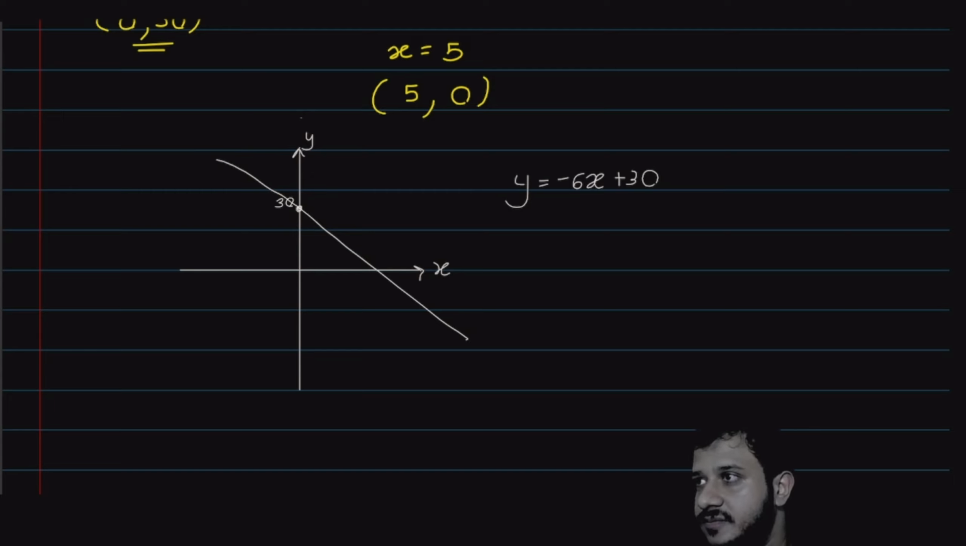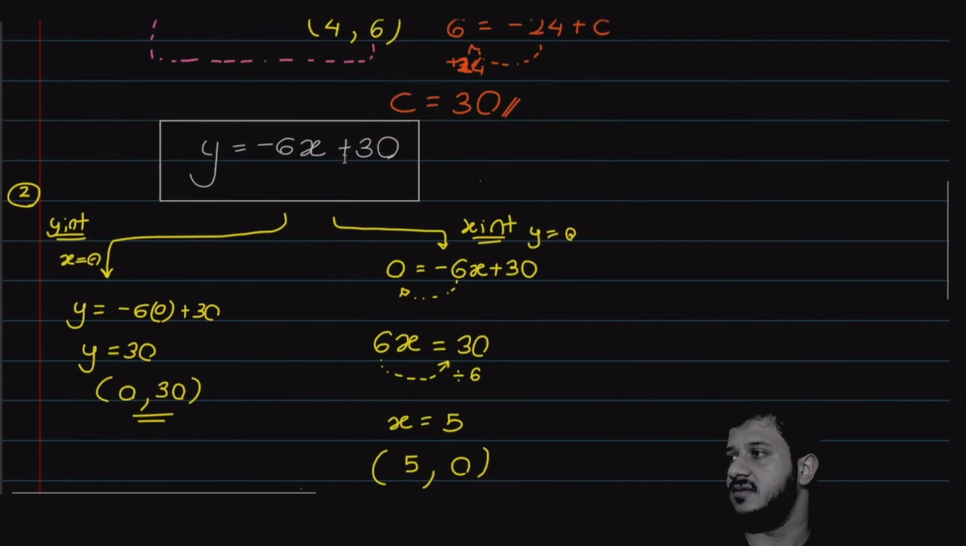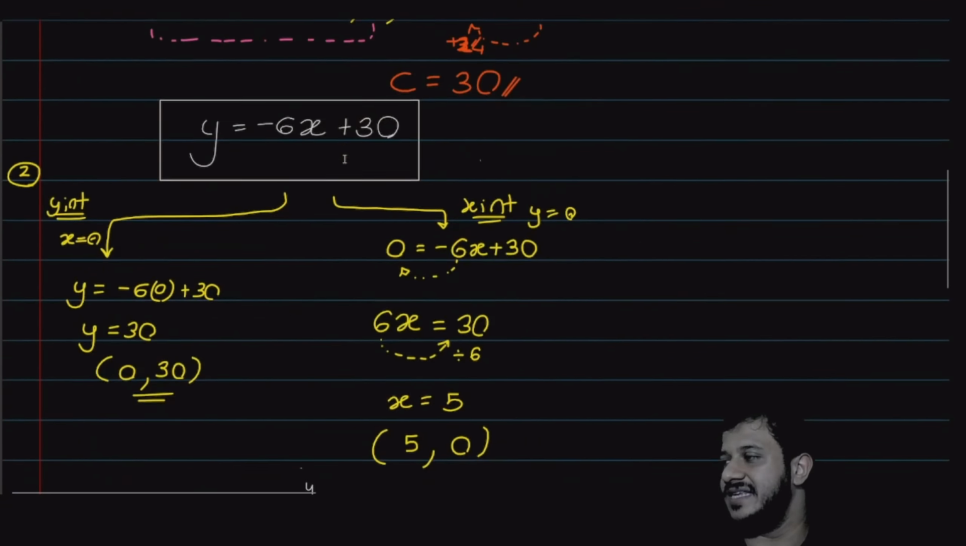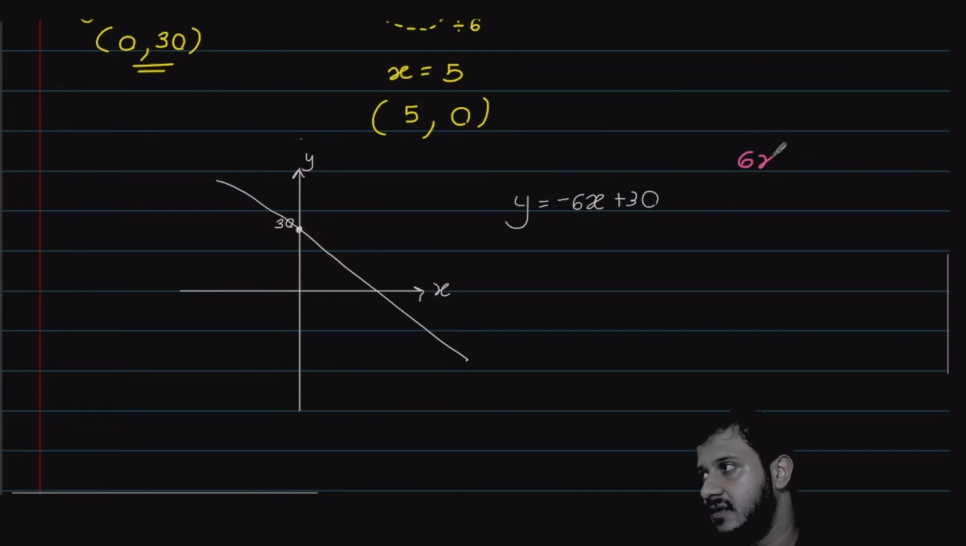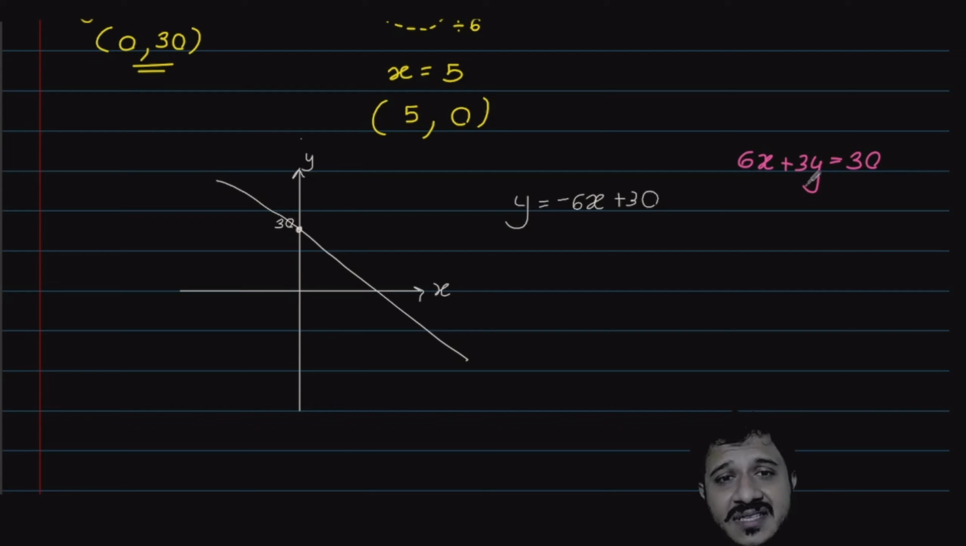Then the other one is the graph which is given to us: 6x plus 3y is equal to 30. But this is not looking like a normal way of writing a graph. Actually, I can even put this point here. This is 5, right? The x-intercept was 5. We've already found it.